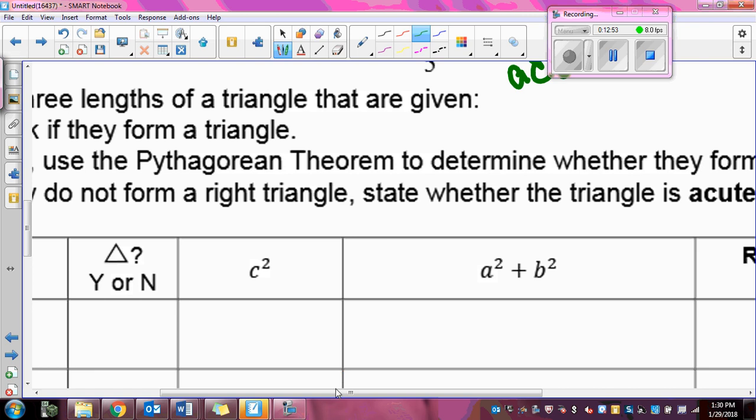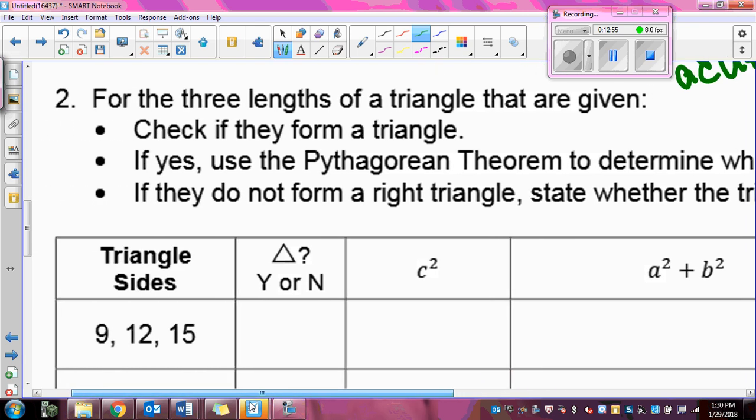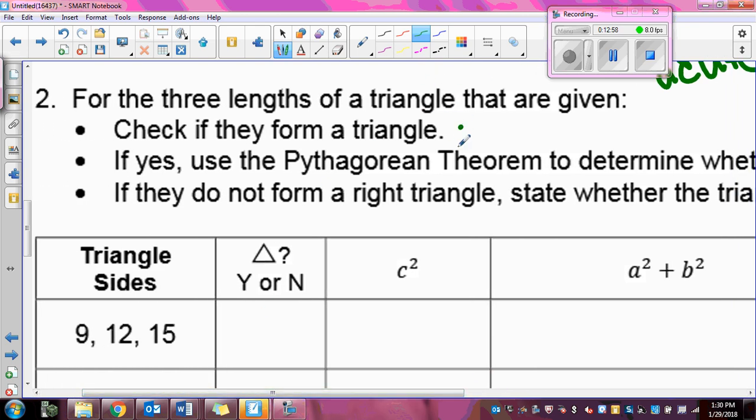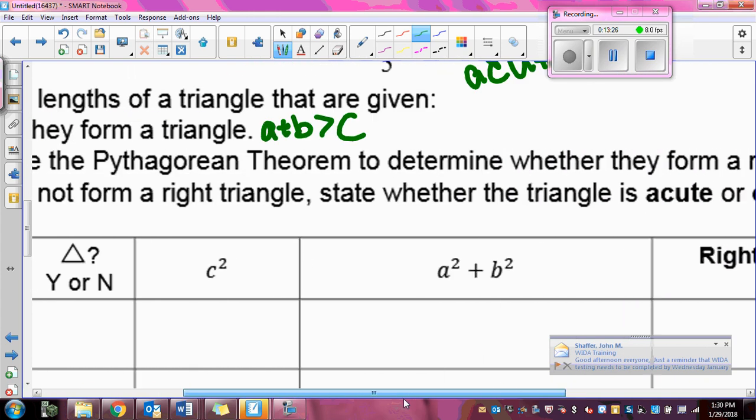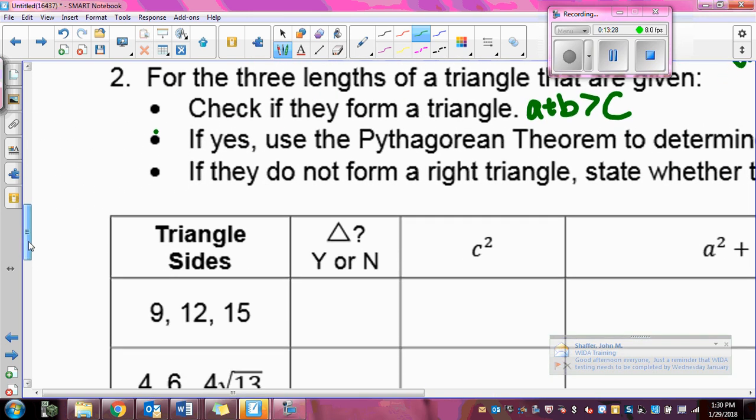It says three lengths of a triangle are given. Check if they form a triangle. Remember, if they form a triangle, then my two smaller ones have to add up to be greater than the third one. So I can put A plus B has to be greater than C. If they form a triangle, use the Pythagorean theorem to determine whether they are a right triangle. If they do not form a right triangle, state whether the triangle is acute or obtuse. So let's look down here on this thing.